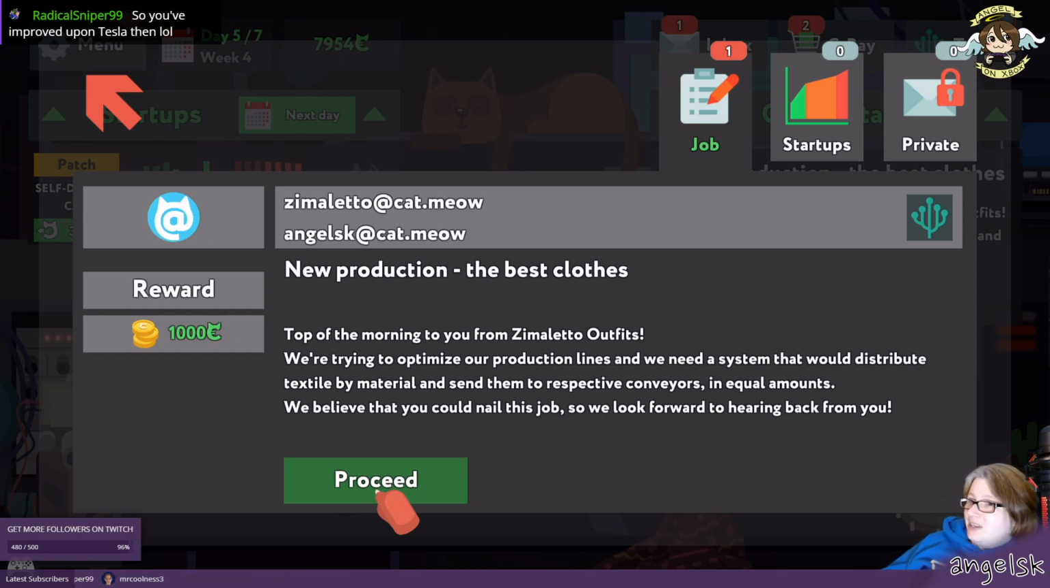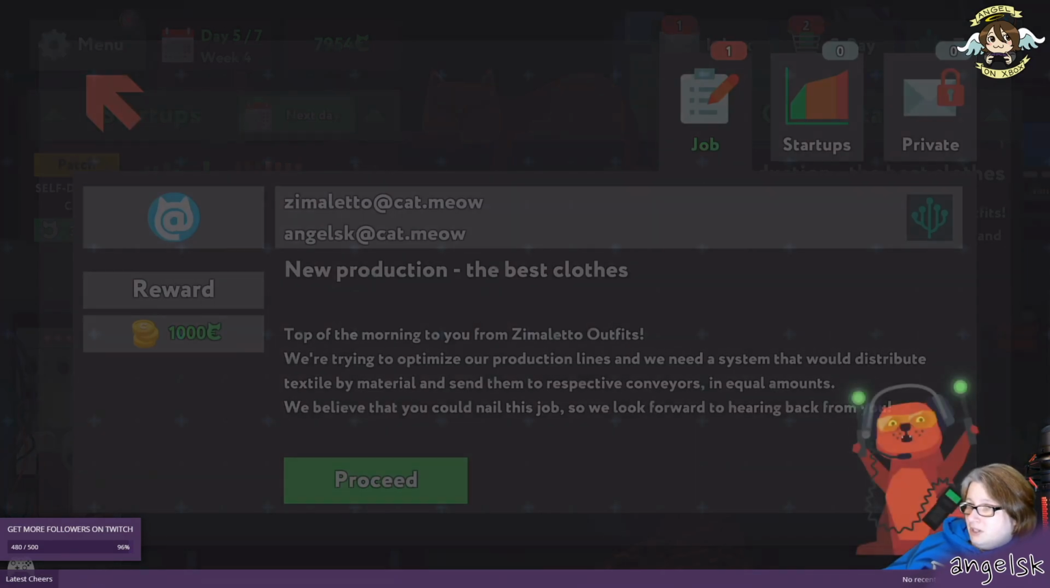New production, best clothes. Top of the morning to you from Zimaleta Outfits. We're trying to optimize our production line. You need a system that would distribute textiles by material and send them to respective conveyors in equal amounts. If you could nail this job, we look forward to hearing back.